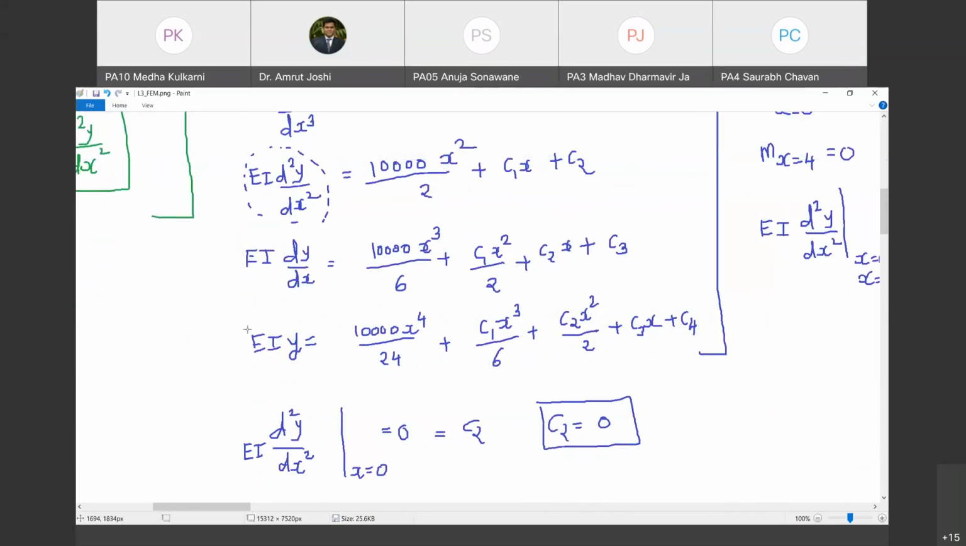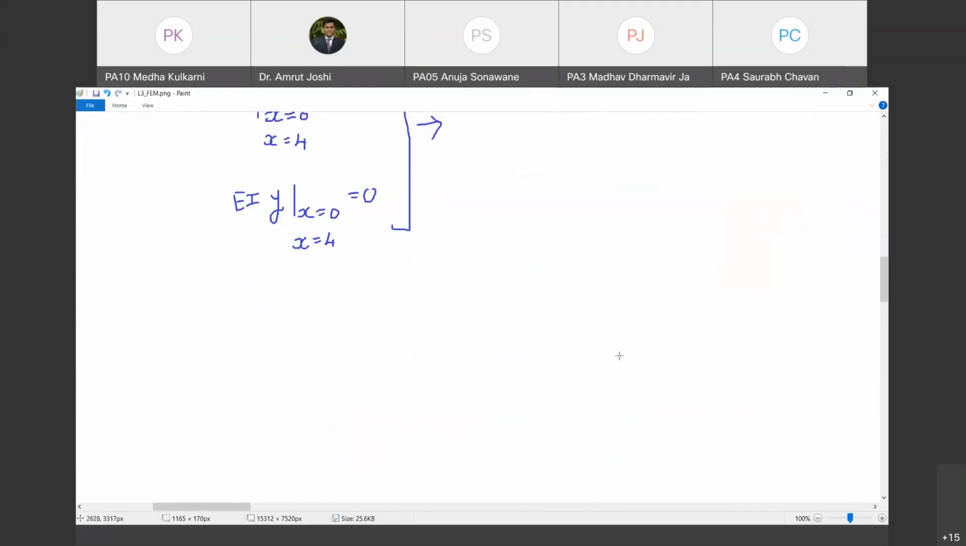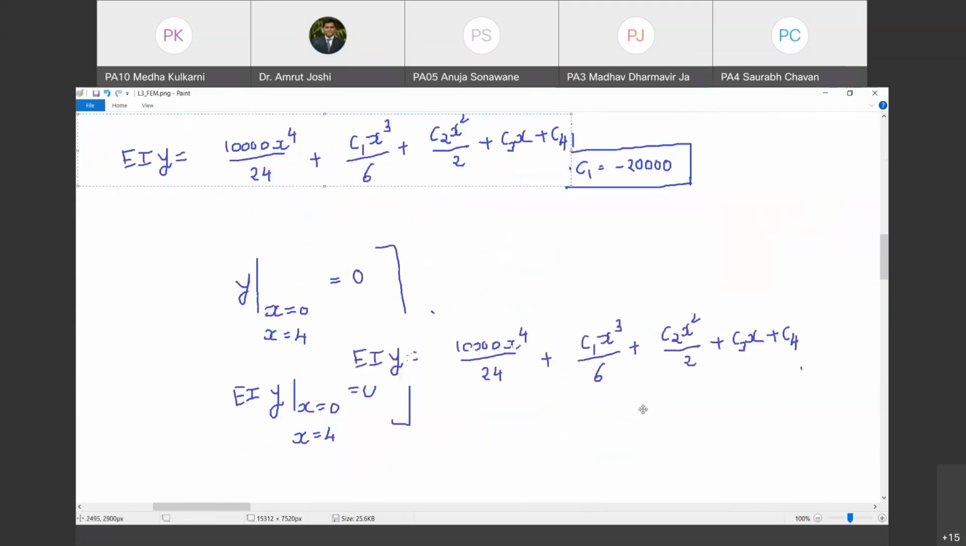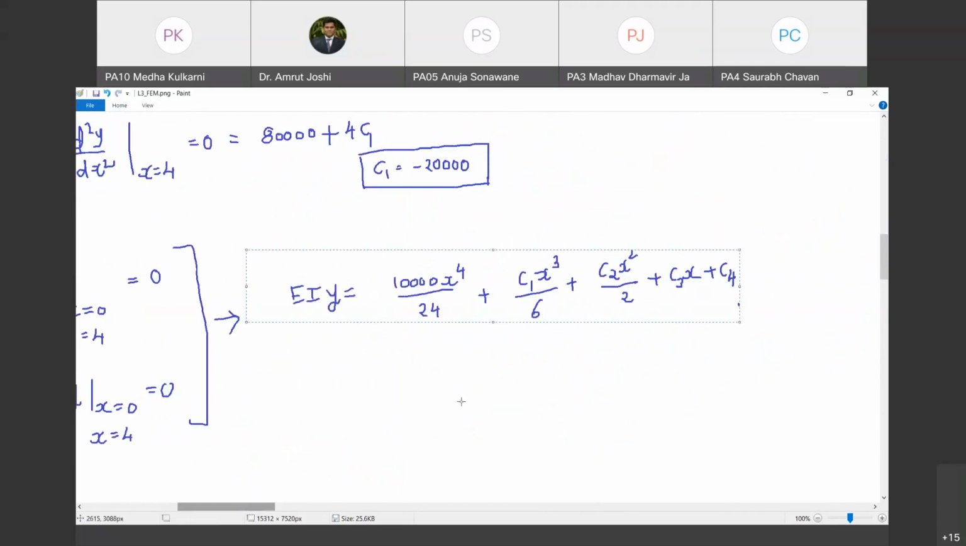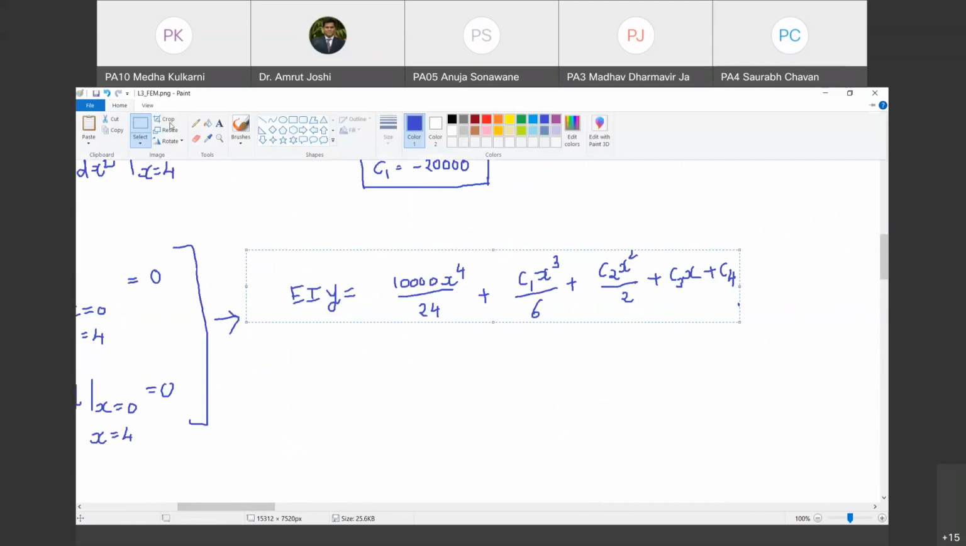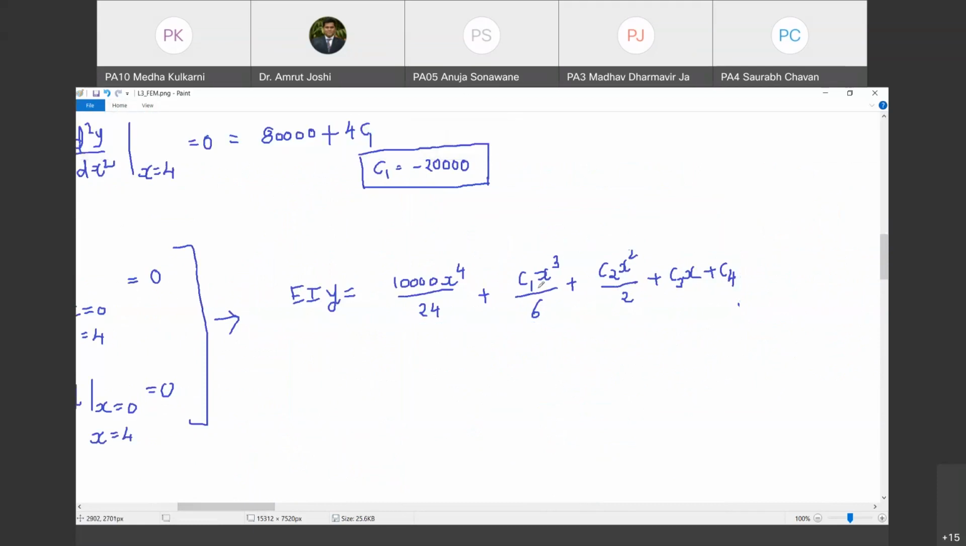Sorry, EIY. This is the expression. Do you agree with me? Yes, sir. Let me borrow this equation down here. This is the expression. तो इसमें अब जरा मुझे आप बताओ what is the value of C1? So C1 will substitute as minus 20 into 10, I mean minus 20,000. Do you agree with me? What is the value of X? What is the value of C2?